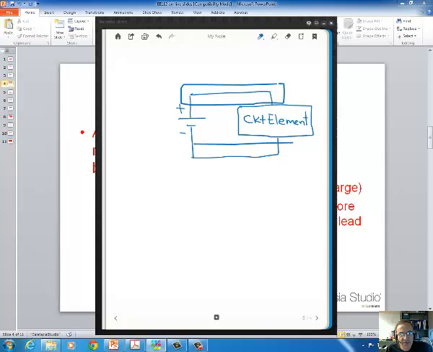And then likewise, this bottom lead or trace makes a node. So see, in a circuit like this, there's just two connection points. One that connects the top side of the source to the top side of the circuit element, and another node that's at the bottom here.